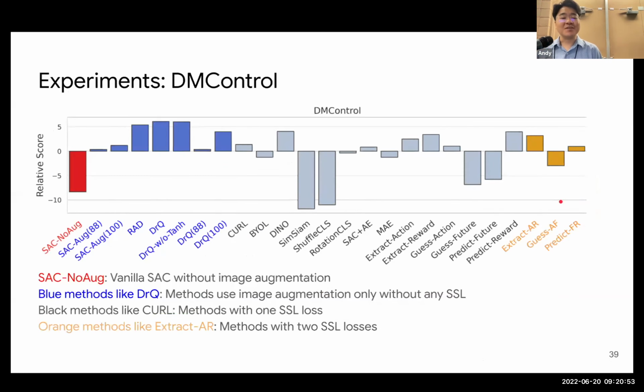And here's the result on DeepMind Control Suite. Red is the vanilla baseline without any augmentation. All the other methods, whether they use self-supervised loss or not, use image augmentation. Blue are without any self-supervision, just image augmentation only. The black methods are with a self-supervised loss, and orange is with multiple self-supervised losses, actually just two. And we find some interesting observations.